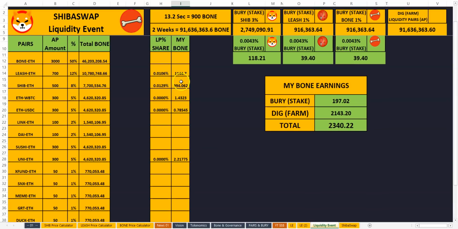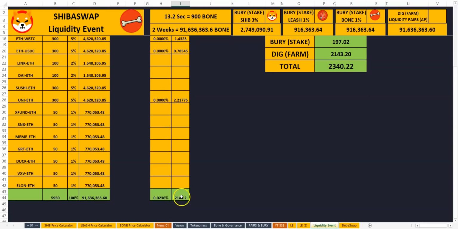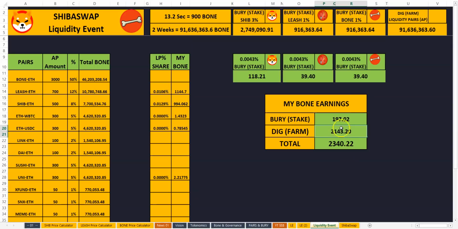Once I import or create my pairs, after the 2 weeks, as long as nothing else changes, and things will change, that's why this is a hypothetical, I can earn a maximum of about 2,143 BONE. And that's here, 2,143 BONE. And I'll also stake a lot of my SHIB. So I'm going to stake a bunch of it. And I've just put a hypothetical amount here.